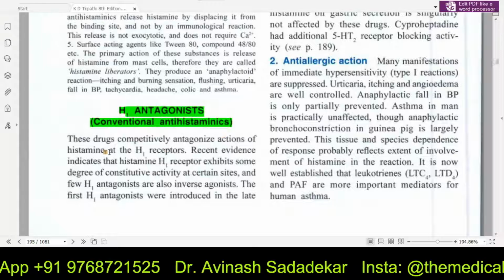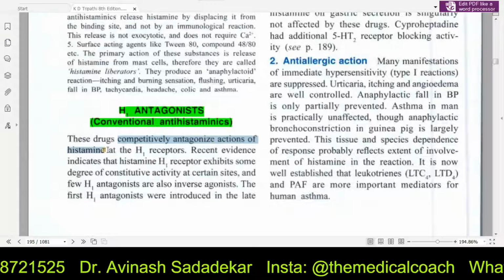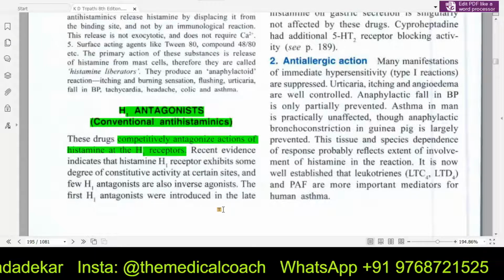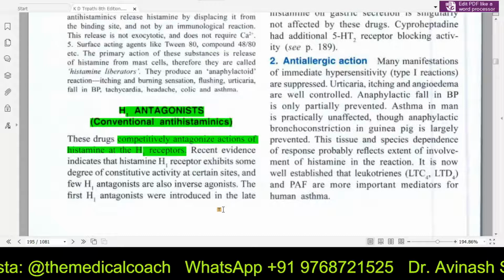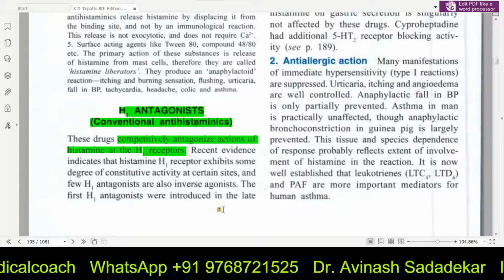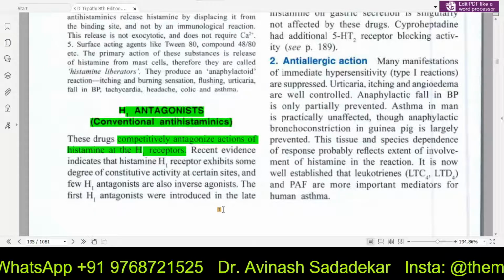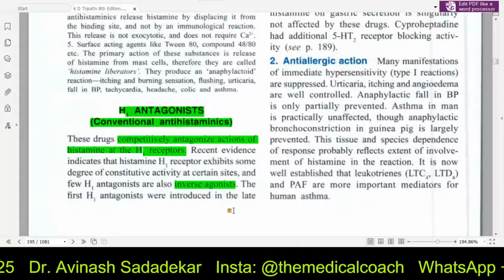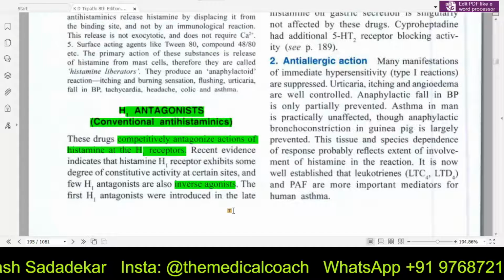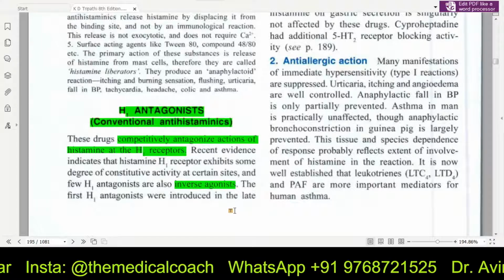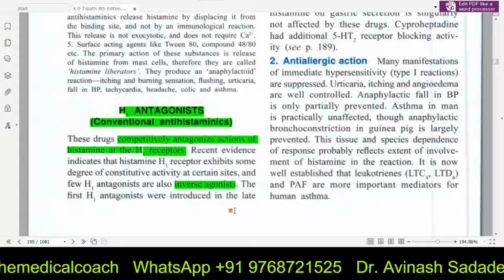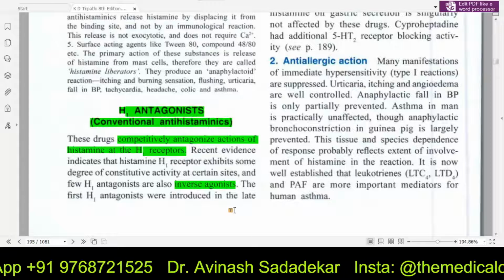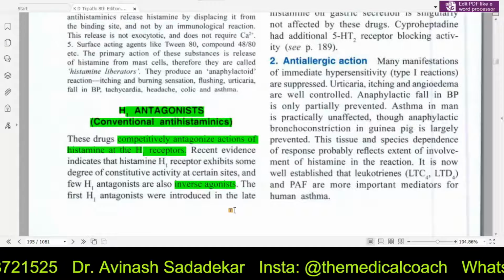These are something that you must know. These drugs competitively antagonize the action of histamine at the H1 receptor. Now, please understand that H1 receptors will have different activities at different sites. Sometimes they act like inverse agonists. They will reverse the action instead of just blocking. See, antagonist means blocking the action. Inverse agonist means creating an exact opposite action to histamine, the reverse of histamine.